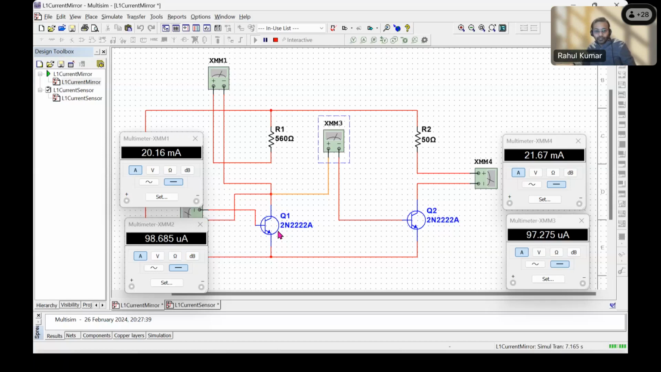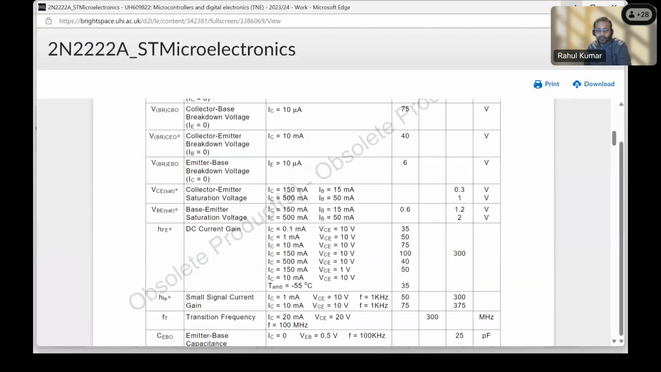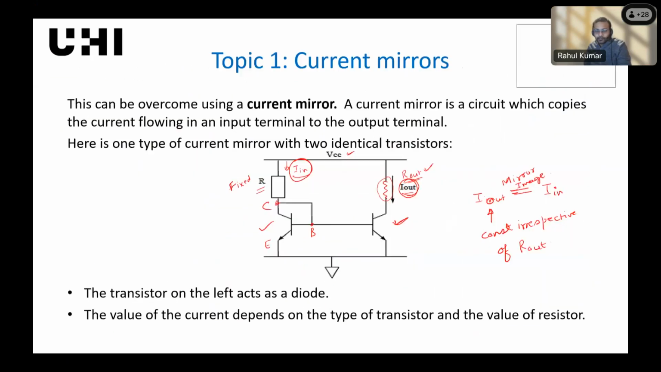222.7. Ideally, they should have the same current gain. I don't know why, but I'm getting a slightly different value today, although the settings are correct. But anyways, slight difference. Probably that's why we are getting a different value as the output. Right. So this is your current mirror circuit. And let's come back to the slide.